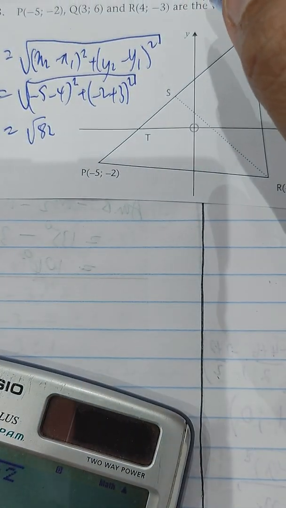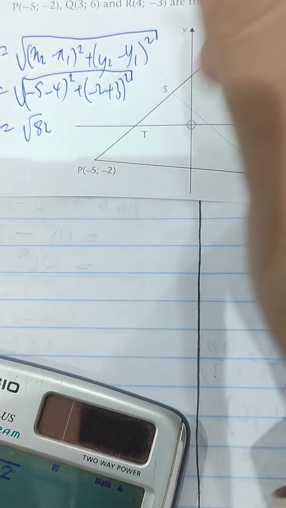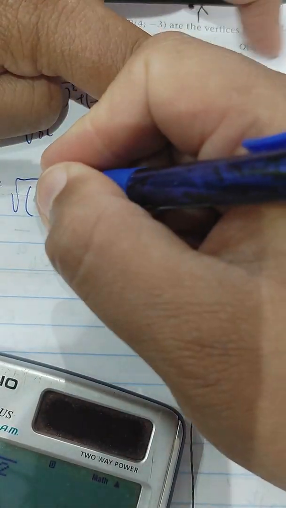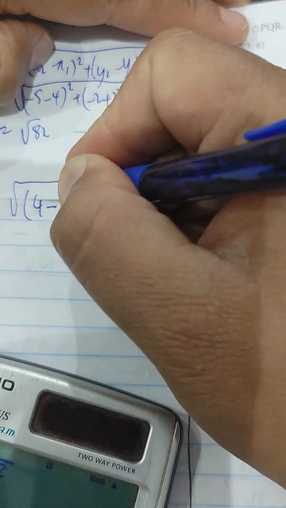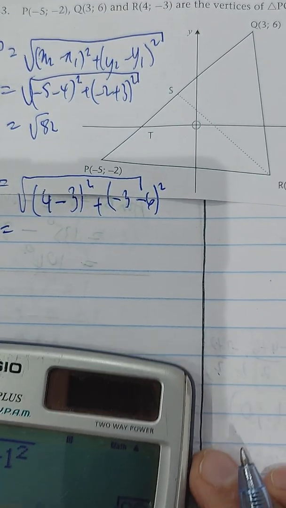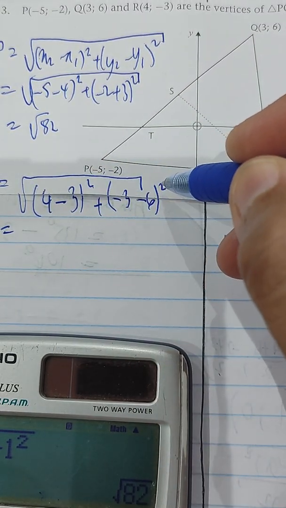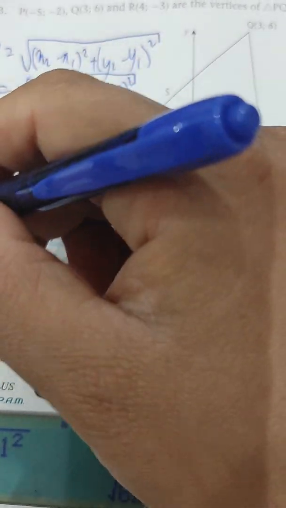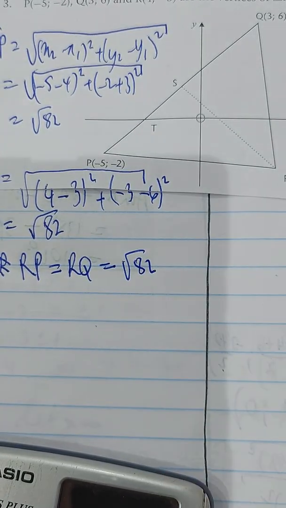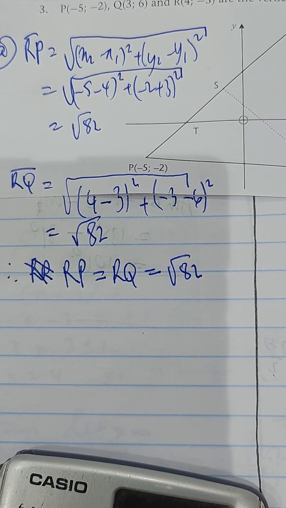So if we can get the length of RQ to be the same, we've done the job. So we go now to RQ, the distance. I don't write the formula down again. So it's going to be R, which is 4, minus Q, which is 3, squared, plus (3 minus 6) squared. Okay, that's again 1 squared plus 9 squared, which is the square root of 82. So we can say therefore RP is equal to RQ, which is equal to the root of 82. Okay, there we've just proven what they asked us to prove.